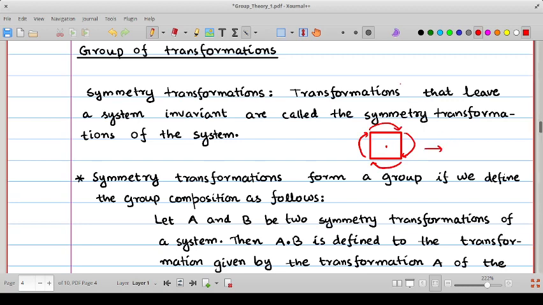And the result is again another square, but which is exactly same as this one. So there is no way of distinguishing between this figure and this figure. So rotation about this axis by an angle pi by 2 radians is the transformation here of the system of a square. And therefore, this rotation is a symmetry operation of the square.